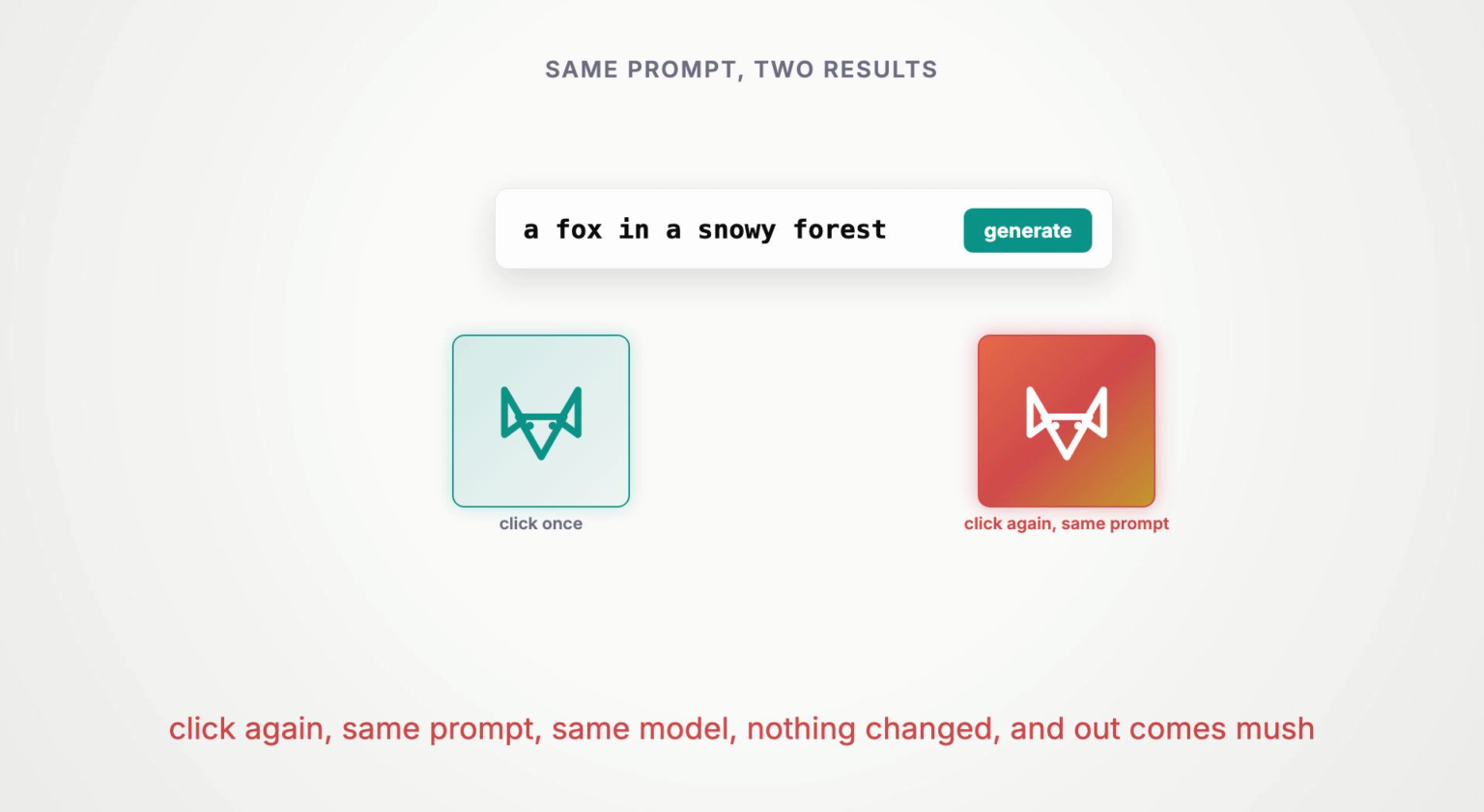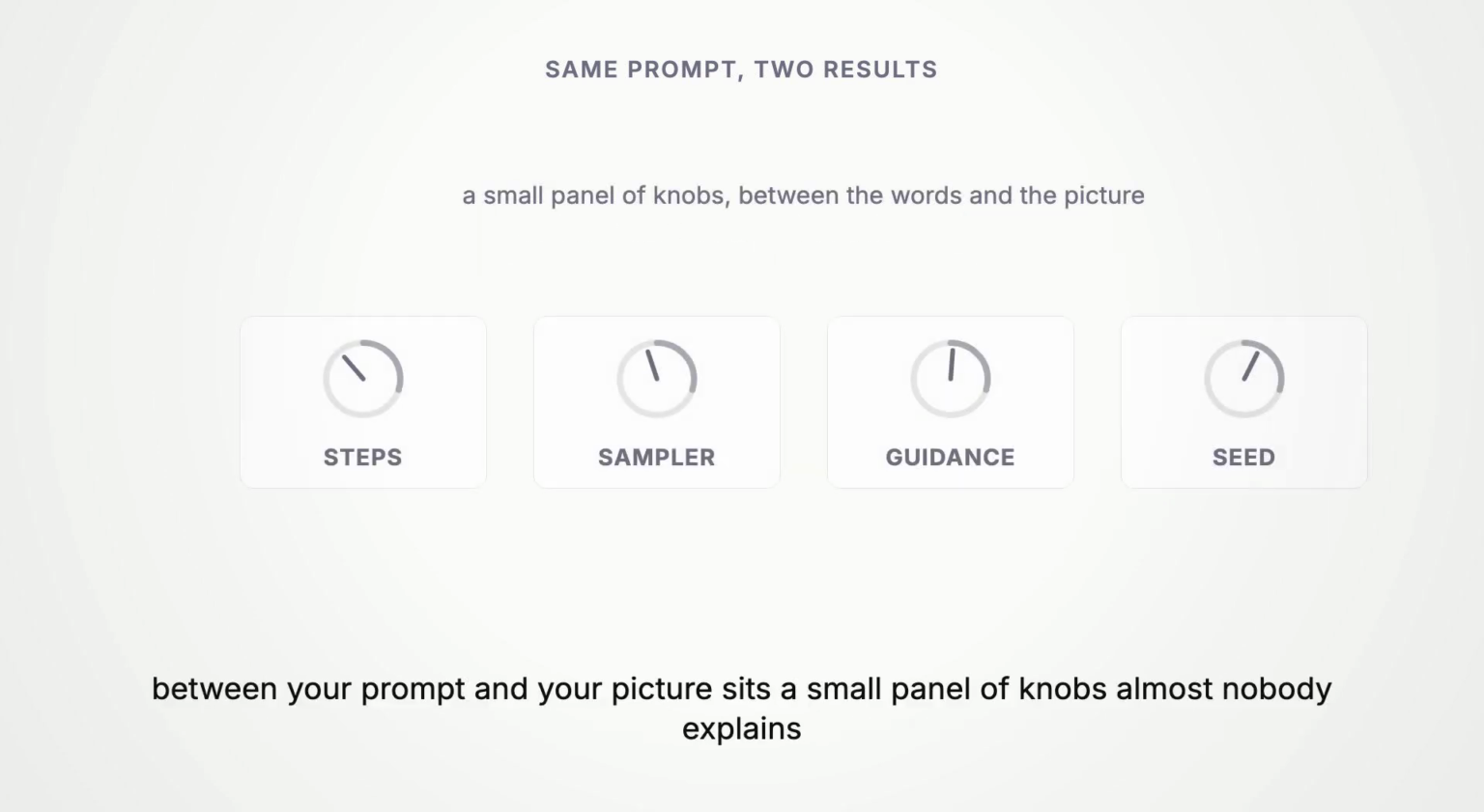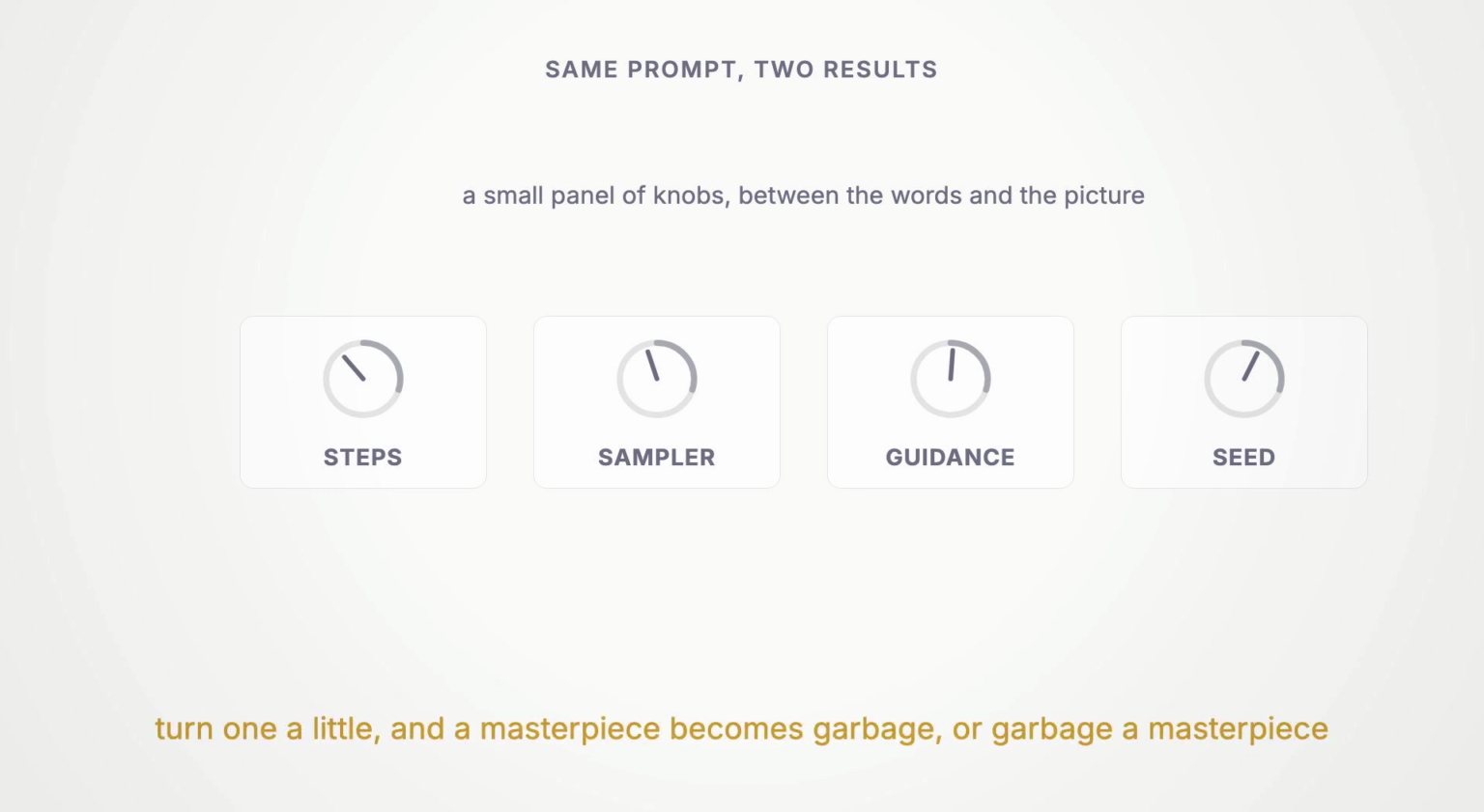And it is not random luck. Sitting between your prompt and your picture is a small panel of knobs that almost nobody explains. How many steps? Which sampler? How hard you push the guidance? Which random seed you started from? Turn one a little and a masterpiece becomes garbage, or garbage becomes a masterpiece. This episode is about that panel.